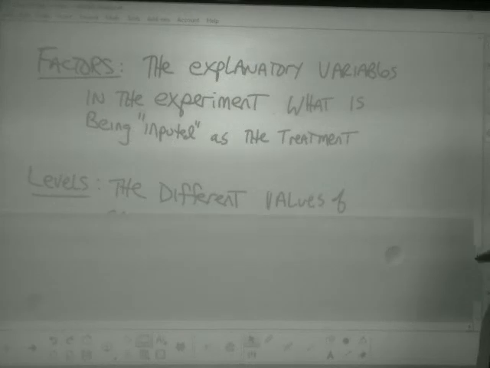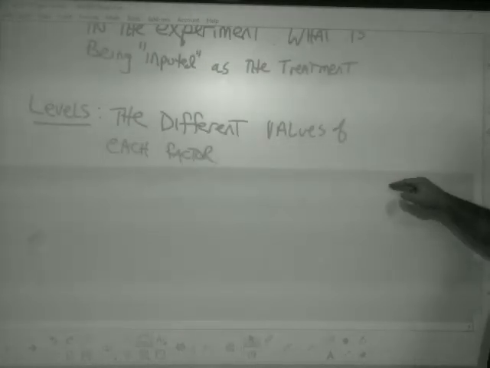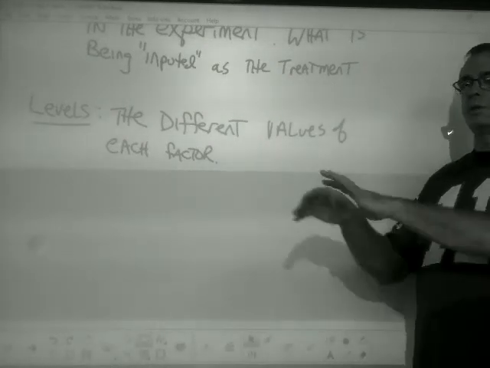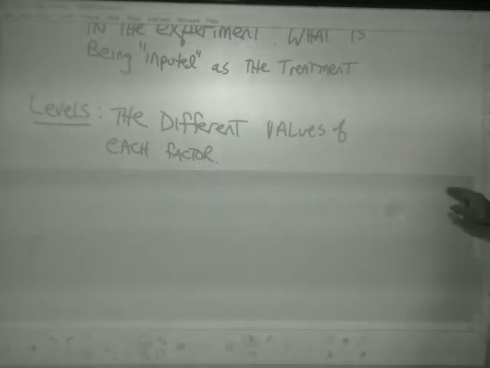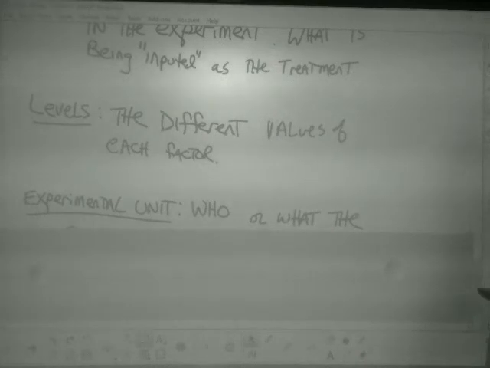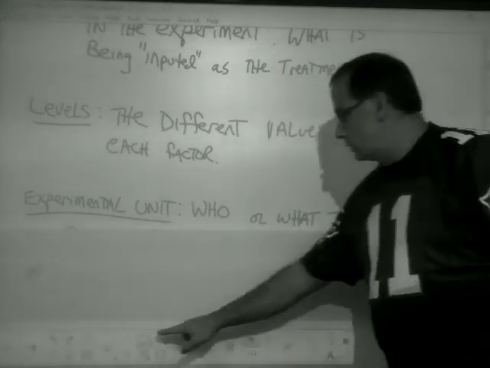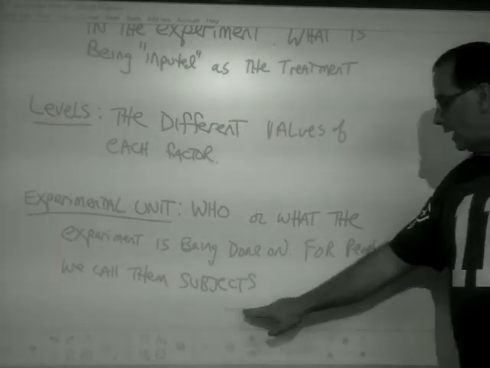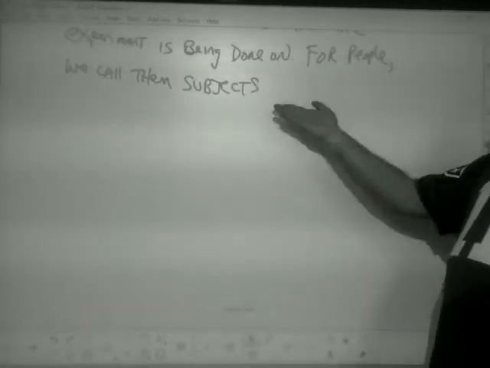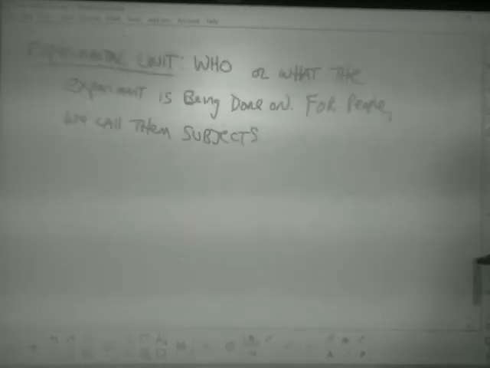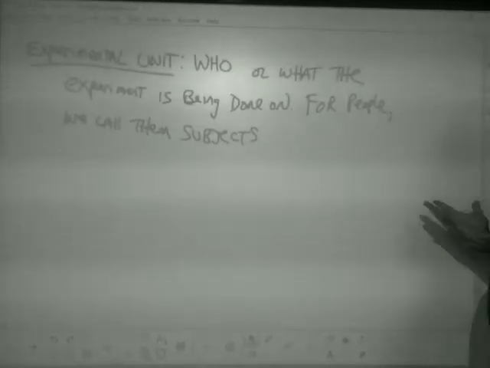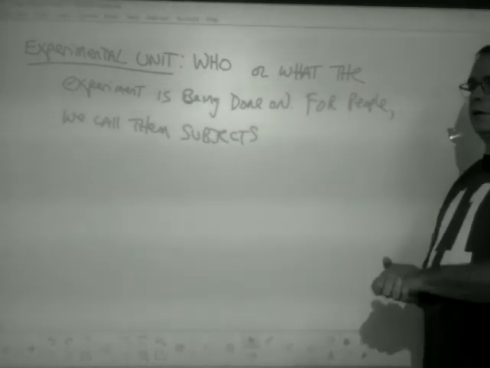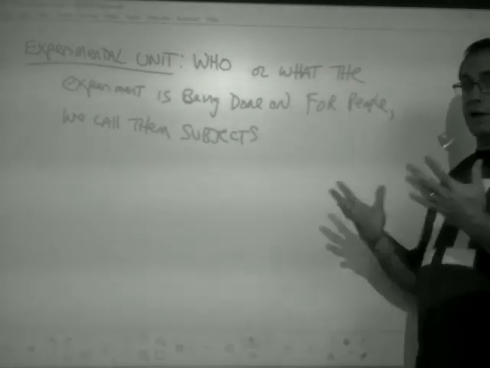Levels are the different values of each factor. What are the different levels of whatever we're manipulating them with? And the experimental unit is who or what the experiment is being done on. If they're people, we call them subjects in general. But it's the experimental unit, who or what this experiment is being done on, because it isn't always people. It's everything.